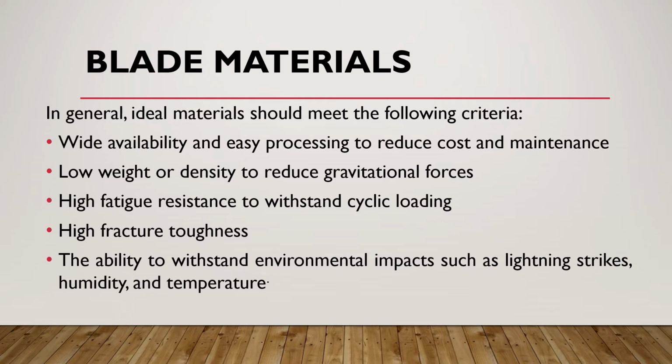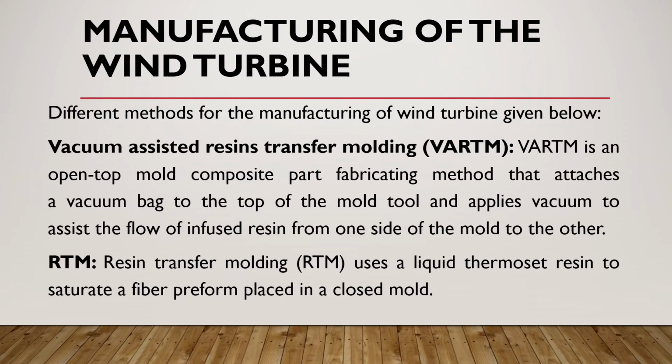In general, ideal materials should meet the following criteria: wide availability and easy processing to reduce cost and maintenance, low weight or density to reduce gravitational forces, high fatigue resistance to withstand cyclic loading, high fracture toughness, and the ability to withstand environmental impacts such as lightning strikes, humidity, and temperature.